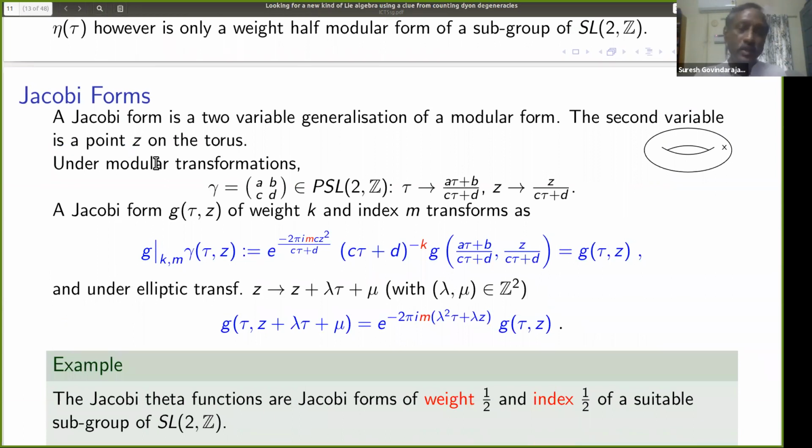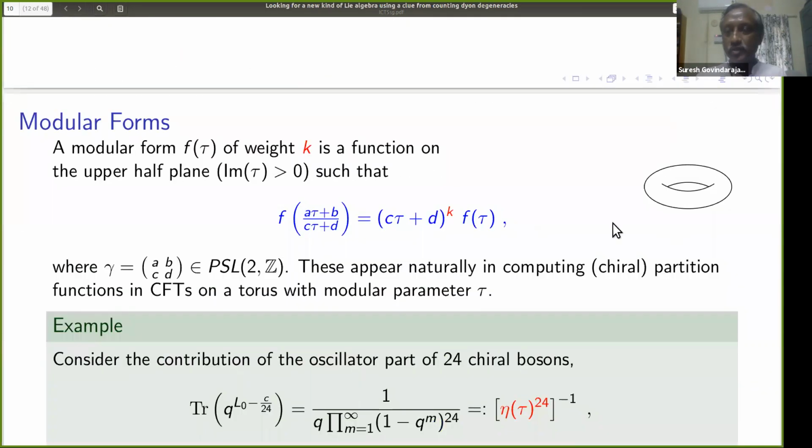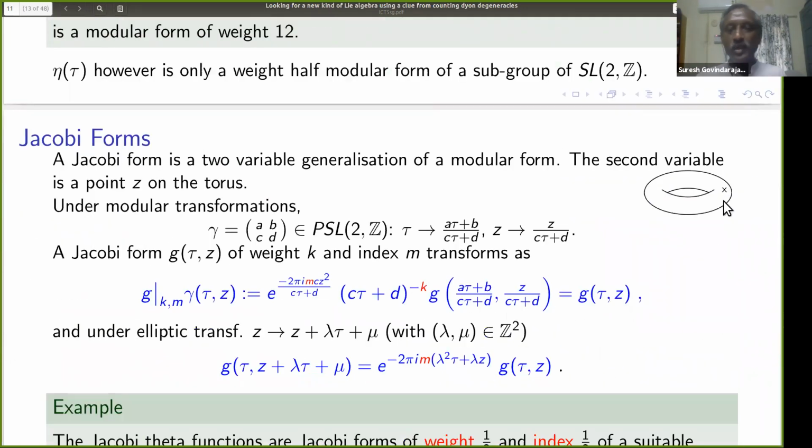Now, Jacobi forms are a two-variable generalization of a modular form. So remember here we had the case of taking a torus. Now suppose you have a point on it and you ask what happens under gamma, which belongs to PSL2Z. Tau we know goes this way, and it's actually a very nice exercise to prove that z goes to z over c tau plus d. Okay, so first thing is, a Jacobi form is a function phi of tau and z, of weight k and index m, which transforms as follows. So first focus on the weight part, under modular transformations. I've written it in a reverse form, but it doesn't matter.